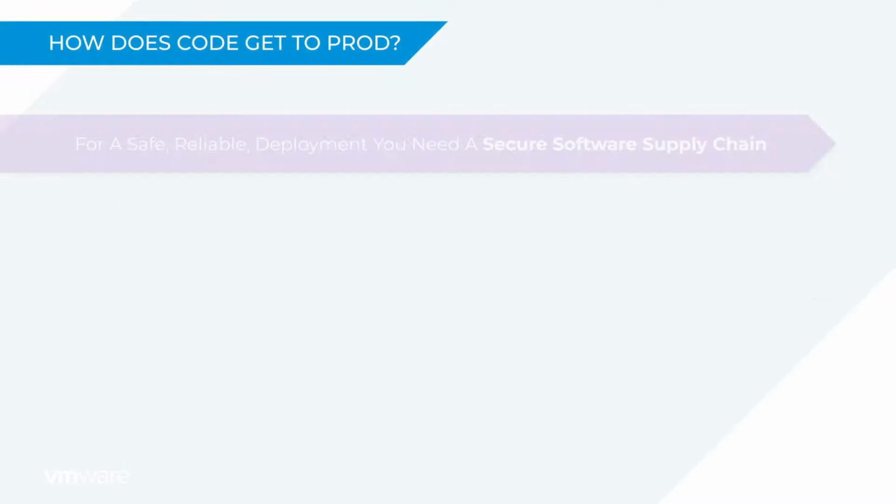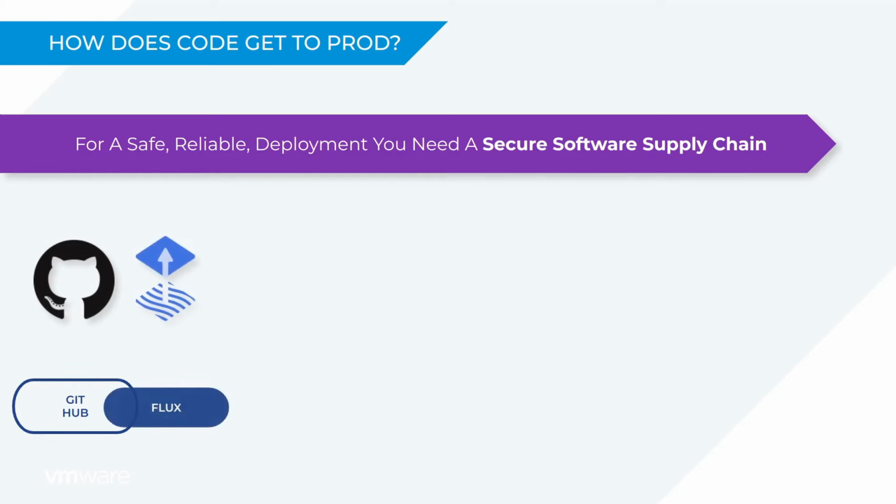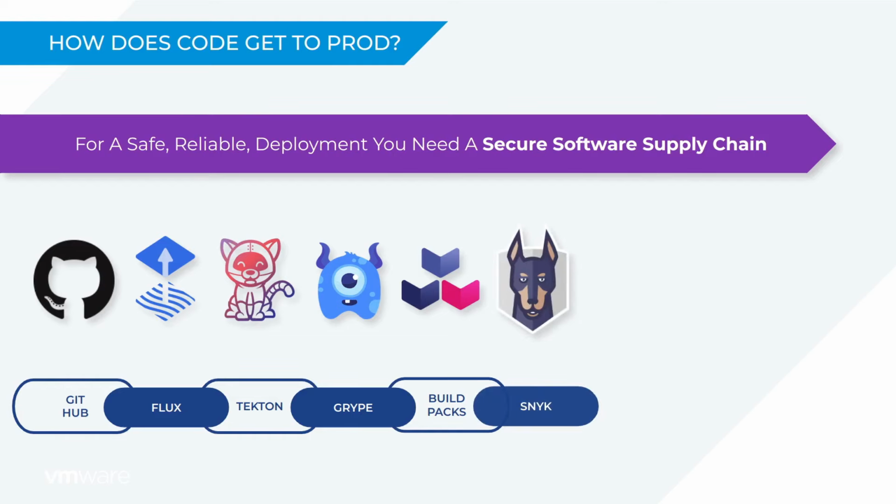Well, for a safe, reliable deployment, you need a fully automated, secure supply chain. That's a process that delivers your code to production securely, and that's what I'm using here. In this supply chain, we have GitHub storing the source code, Flux is watching GitHub for code changes and acting as a trigger for the rest of the process, Tekton is compiling and testing the code to make sure it hangs together, Grype is scanning the code, looking for vulnerabilities that may expose it to bad actors, Buildpacks are creating container images, and Snyk is checking those container images for any low-level vulnerabilities that may exist.